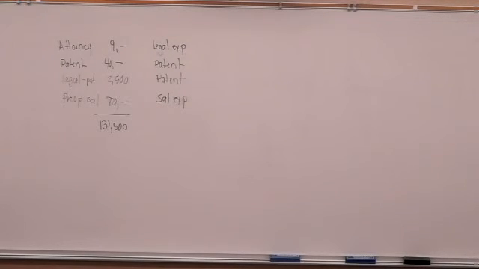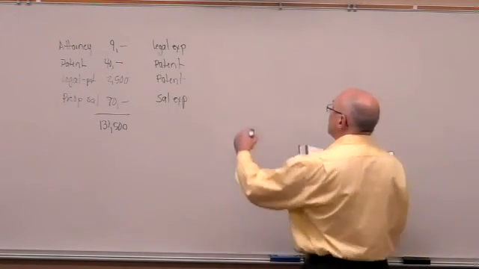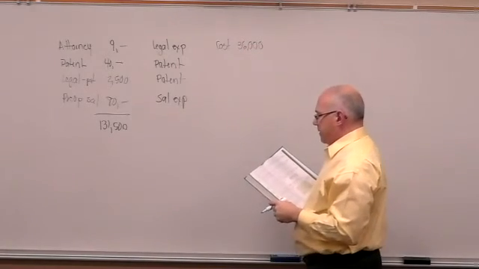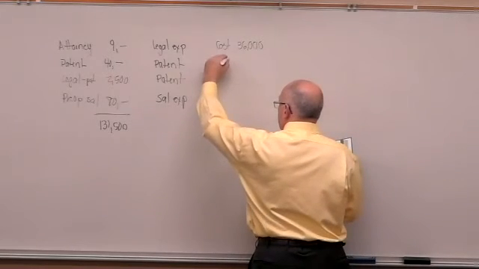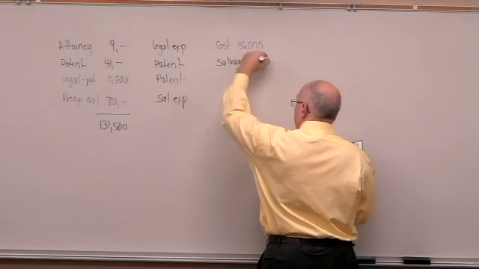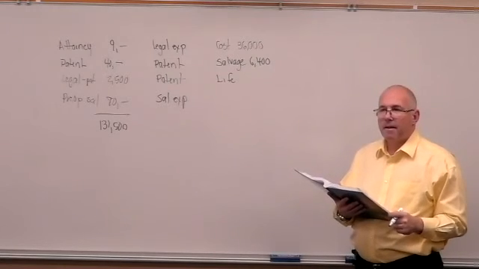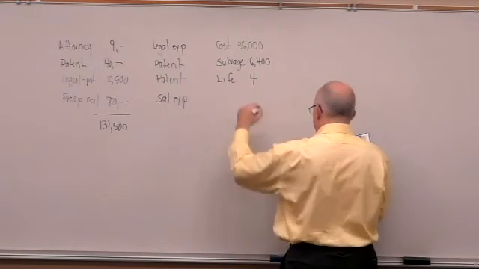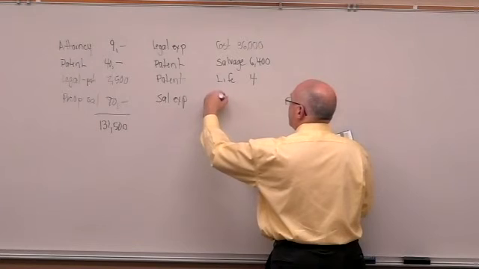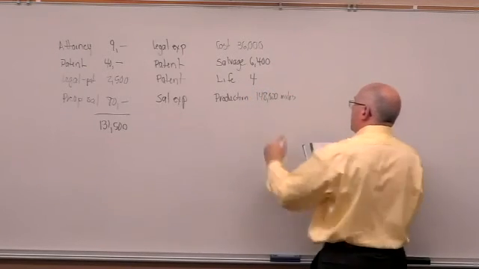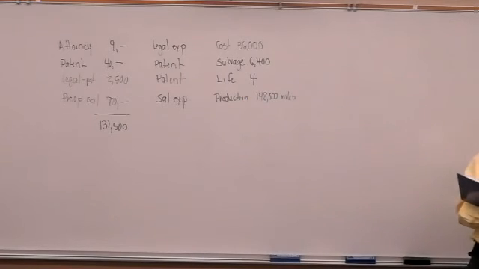And then the last one we had was 11. Speedy Delivery purchases a delivery van for $36,000. Estimates salvage of 6,400. What's the useful life? 4 years. Life is 4 years. And it's expected to go 148,000 miles in those 4 years.